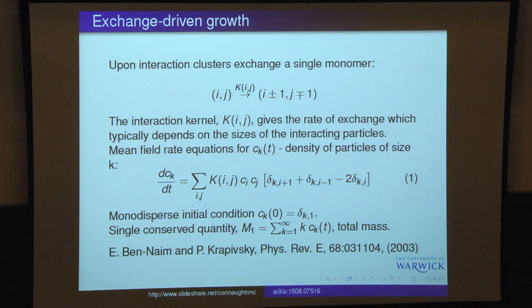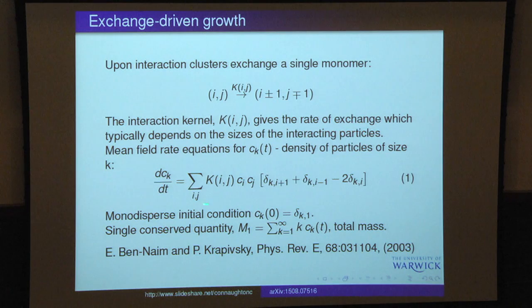At the mean field level, as almost everyone begins with to study these kinds of problems, you invoke the law of mass action and write down chemical kinetics describing the time evolution of the average concentration of particles of size k. This is the equation you write down to account for gain and loss of mass due to this exchange interaction. It is a deterministic set of equations. You solve it with so-called monodisperse initial conditions, so only monomer is present.